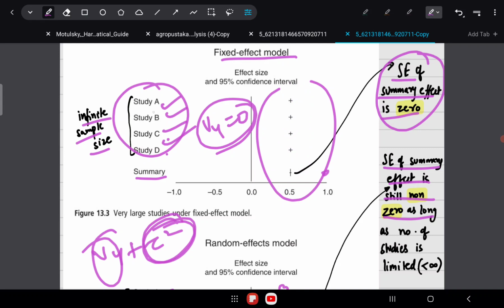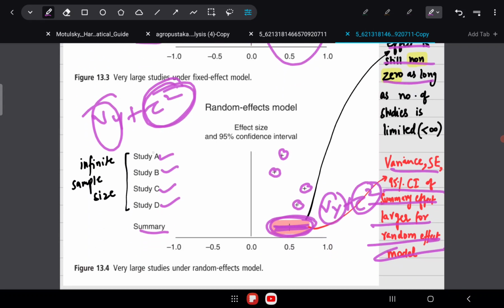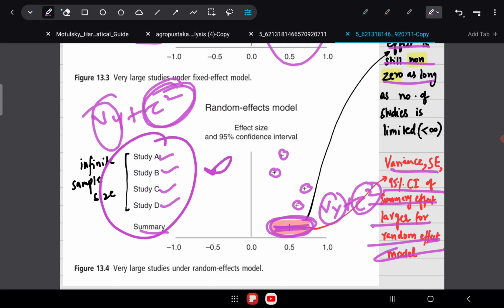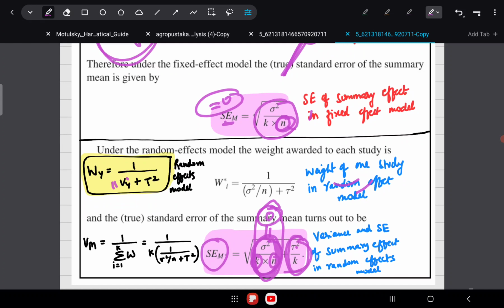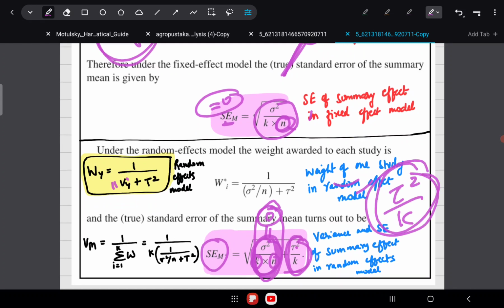Why? In fixed effect modeling, because the sample size for each study was infinity. But in case of random effect modeling, even if the studies have an infinite sample size, the standard error of the summary effect is not approaching 0. Why is it not approaching 0? Because the second part of that equation is still there, that is tau square by k, and this does not depend on the sample size. You can see the second term depends on k, the number of studies. So if you want to make the second part 0, k has to be infinity, meaning the number of studies also has to be infinity.